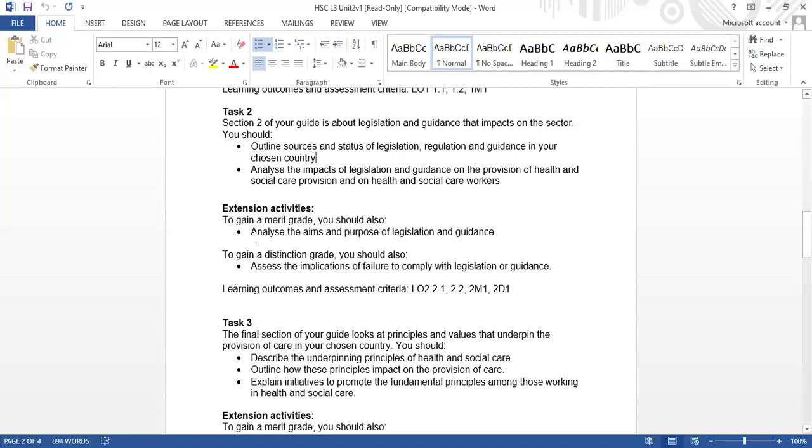If you want a merit, you would analyze the aims and the purpose of legislation and guidance. In order to gain a distinction, you would want to assess the implications of a failure. If there's a failure to comply with legislation or guidance, what would be the implications?